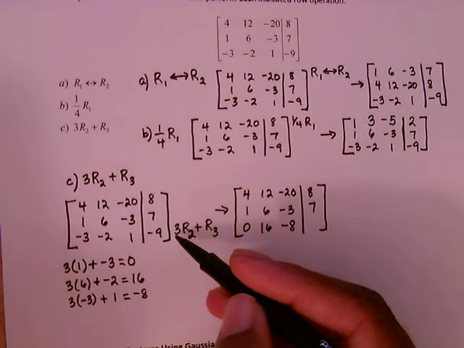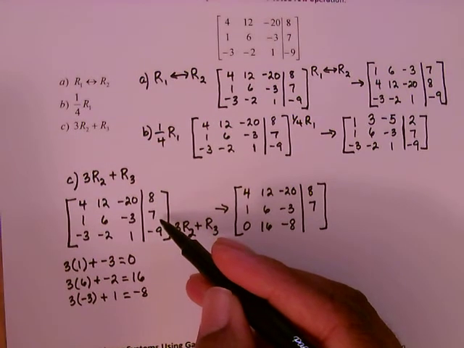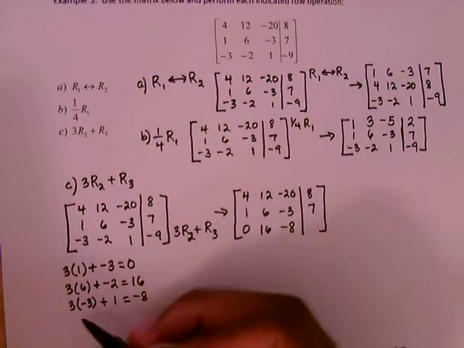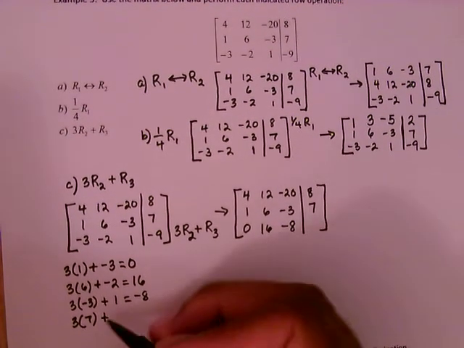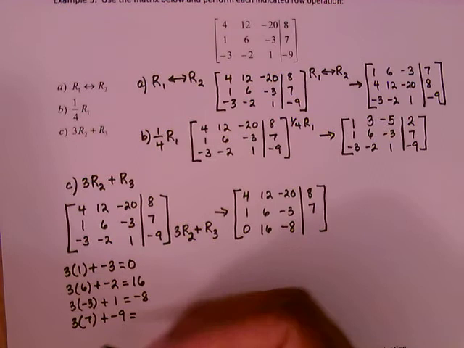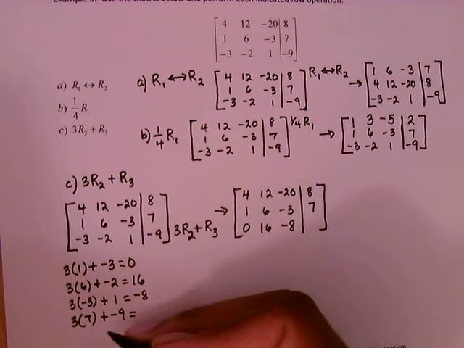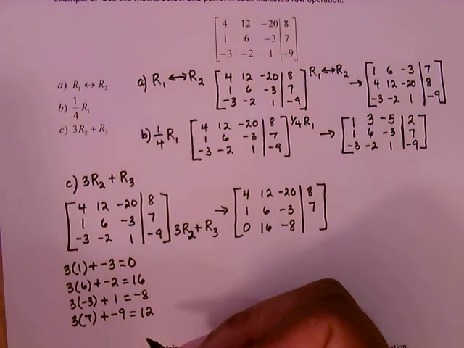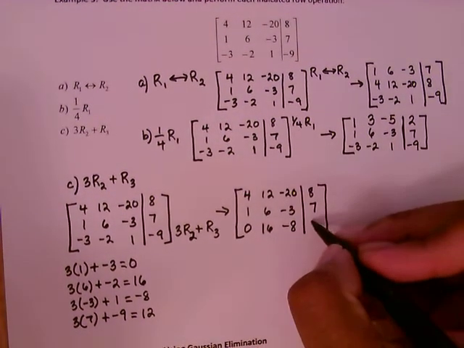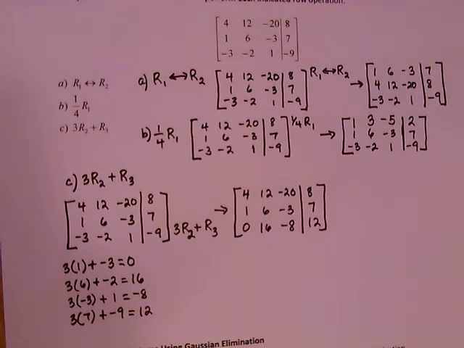And then finally, I'll do 3 times row 2. That's right here, that's 7. So it'll be 3 times 7 plus the element in row 3, -9. So 3 times 7 is 21. 21 plus -9 is 12. So that 12 goes here. Okay. So that's how we do matrix row operations here.